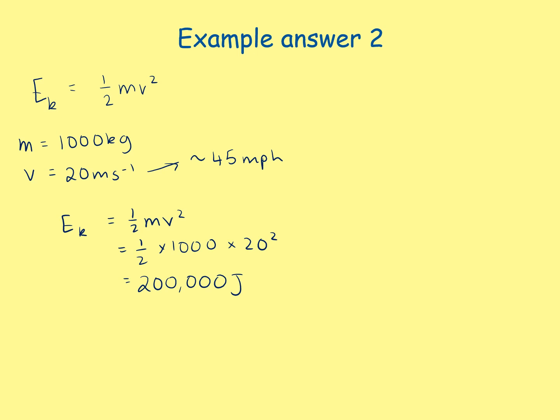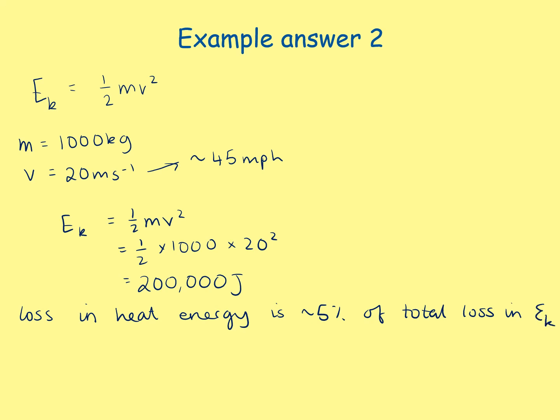Again, not all of this is going to be converted into heat energy, so we need to say that approximately 5% of it will be. So 5% of 200,000 is equal to 10,000 joules.